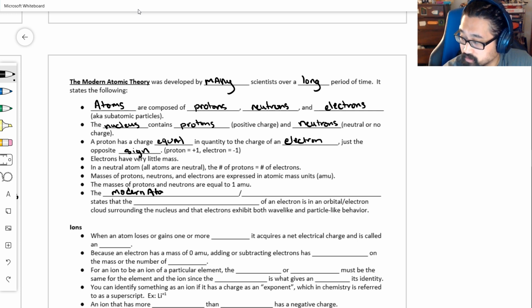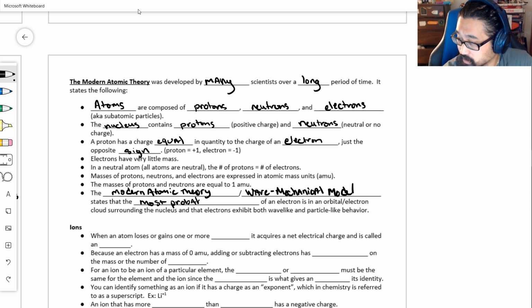The modern atomic theory, which is one name, or the wave mechanical model, states that the most probable location, the most likely location of an electron is actually called an orbital. Right? It's not an exact orbit, it's not an exact circle around the nucleus. It's kind of this area.